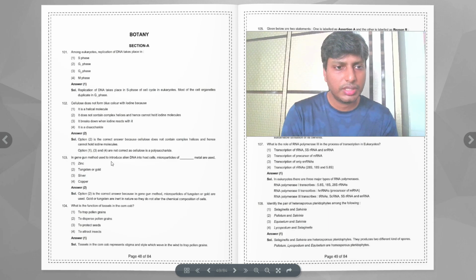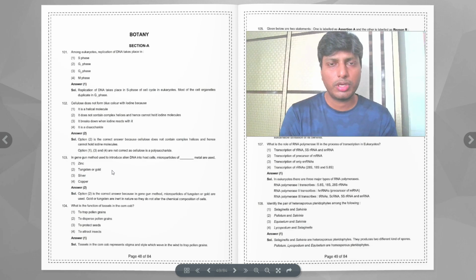In the gene gun method, used to introduce alien genes into host cells, microparticles of dash metal are used. Simple, dear students: the answer is tungsten or gold, because in the gene gun method the gun is always impregnated with tungsten or gold particles. These are chemically inert, so they don't react with the DNA, and that's why they can easily pass through the membrane. The answer is option number 2.